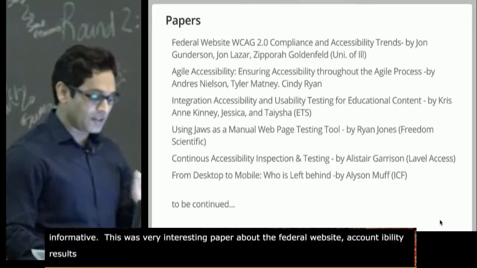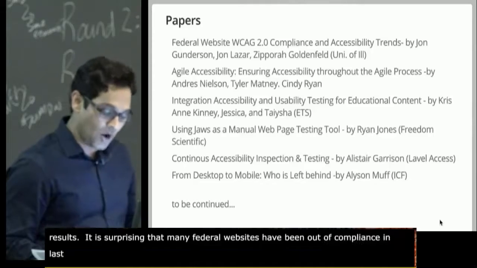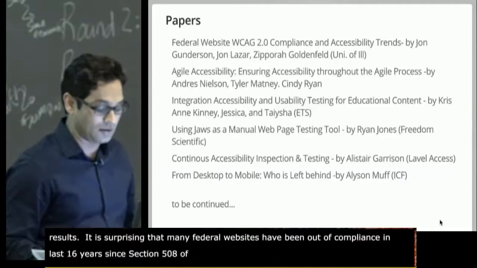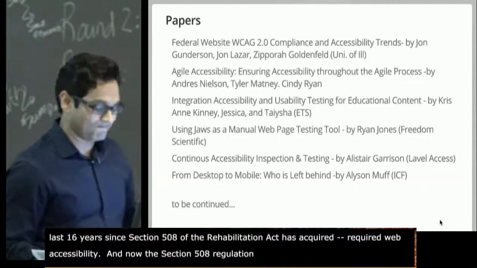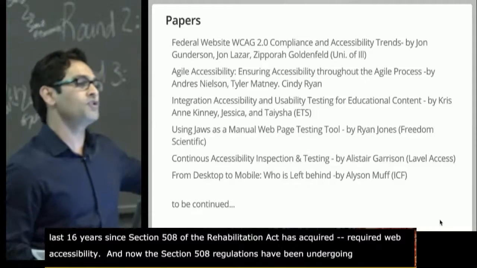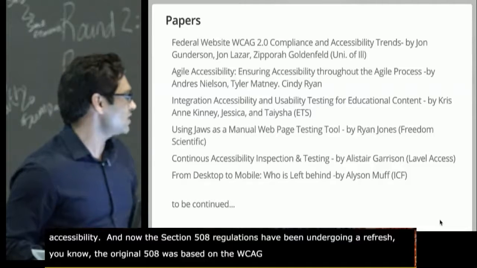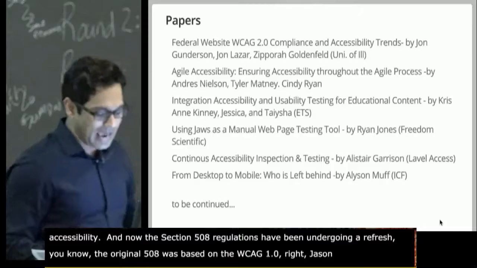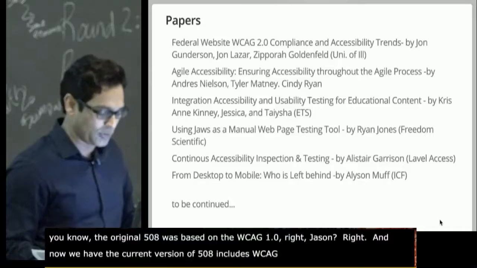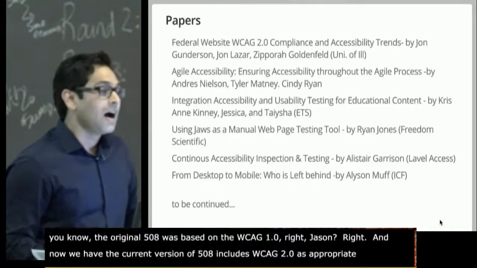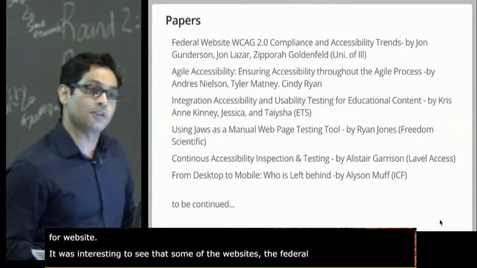It is surprising that many federal websites have been out of compliance in the last 16 years since Section 508 of the Rehabilitation Act has required web accessibility. And now the Section 508 regulations have been undergoing a refresh. You know, the original 508 was based on WCAG 1.0, right, Jason? Right, and now the current version of 508 includes WCAG 2.0 as the appropriate technical standard for websites.